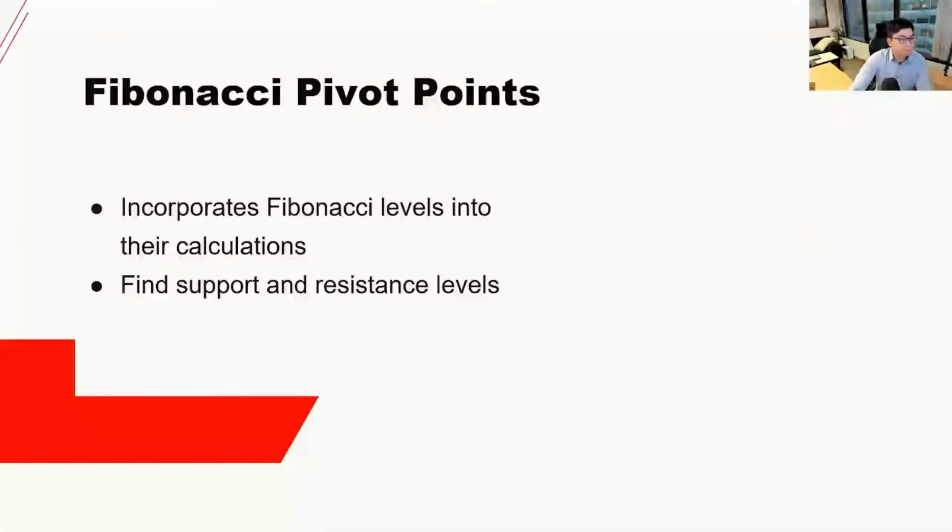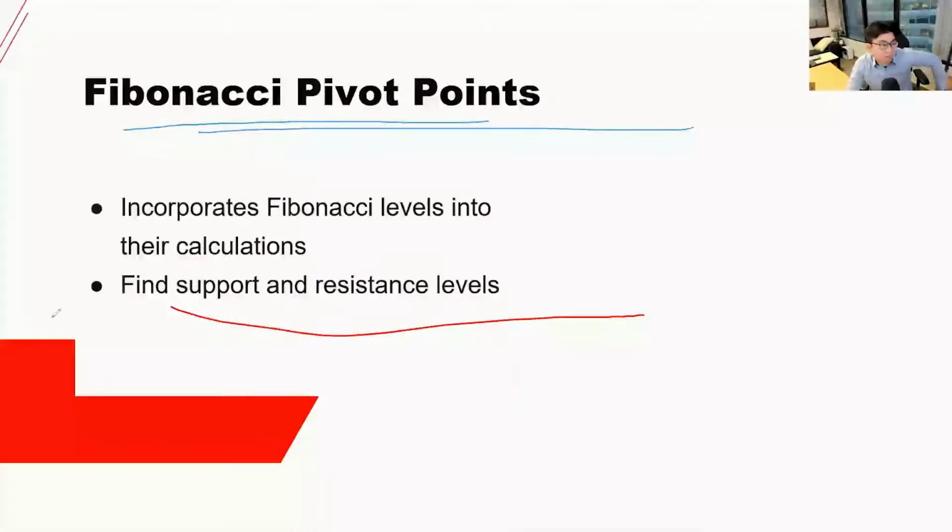Okay, next we have the Fibonacci pivot points. It incorporates the Fibonacci levels into their calculations. It is pretty much accurate, and they find the support and resistance levels. Okay, so the calculation is quite complicated. I actually wanted to add it into the slide, but then it's already in an indicator, it's automated. So you guys do not actually have to know how all the pivot points that I was covering are calculated. It's fine, it's not needed.